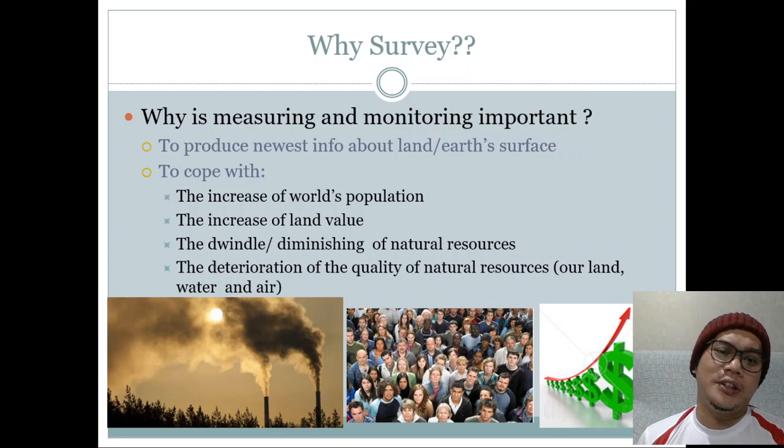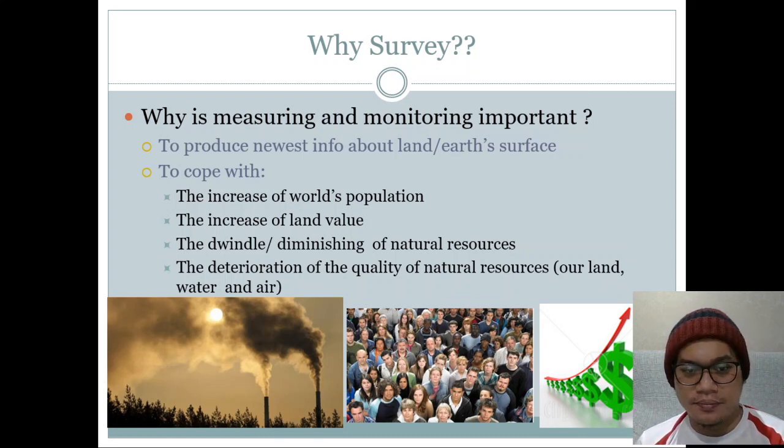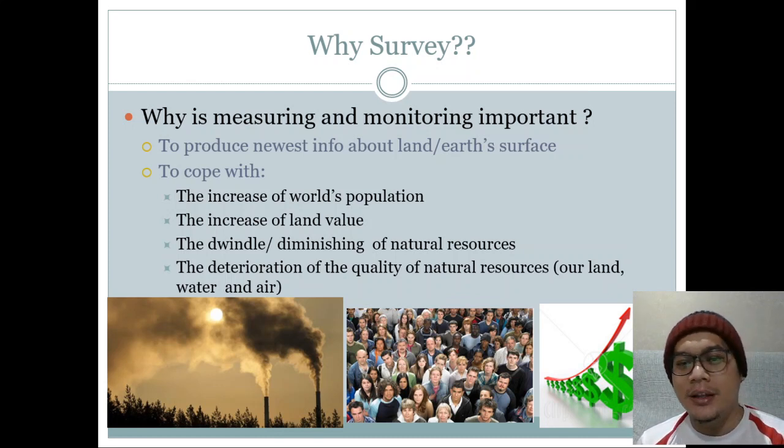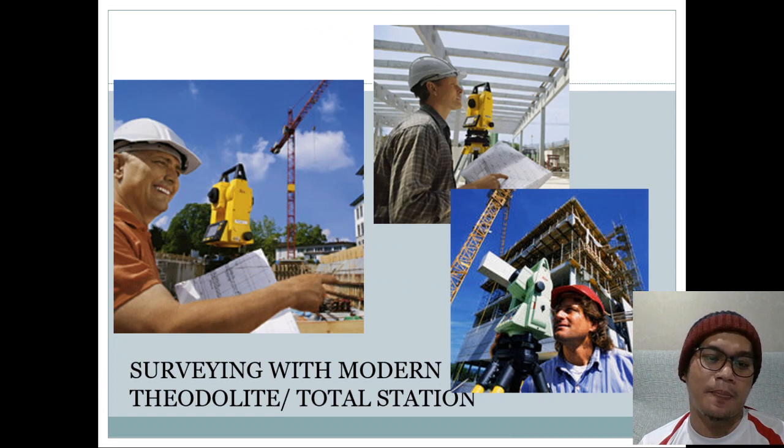And why we do this is to cope with the increasing world population, as we know the world now has about 7 billion people, and also the increase of land value, the dwindling or diminishing of natural resources, and the deterioration of the quality of natural resources, which are our land, water, and air, right?